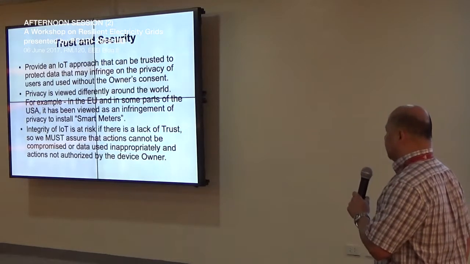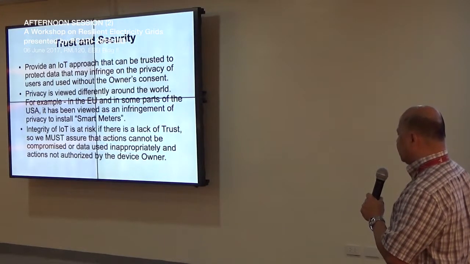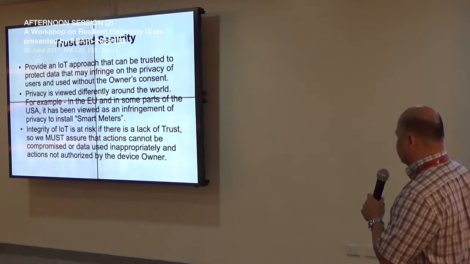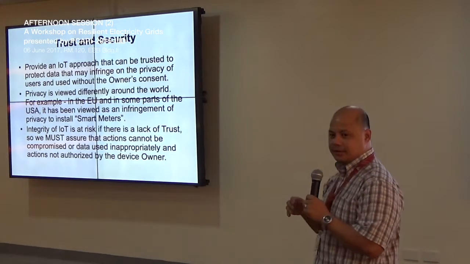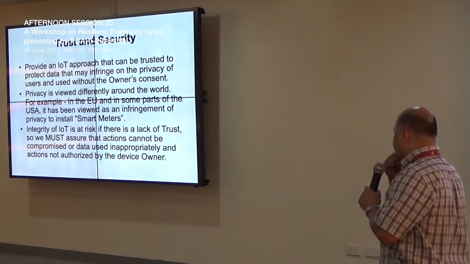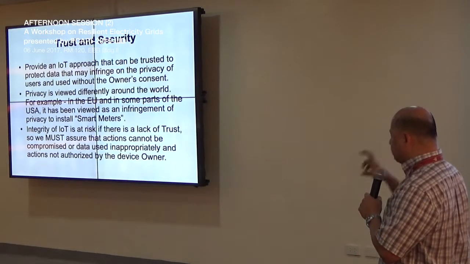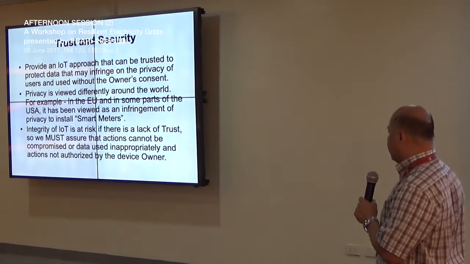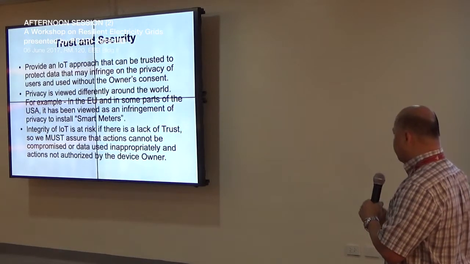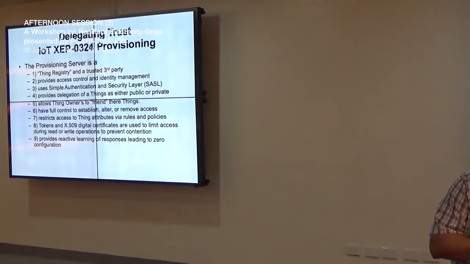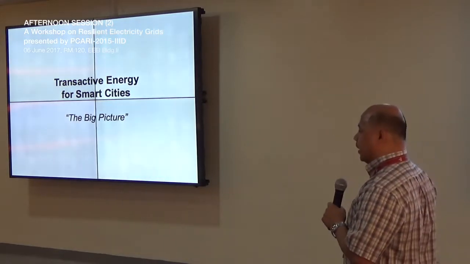However, privacy is viewed differently around the world. So, for example, in some parts of the U.S. and in the EU, smart meters are considered as infringement of privacy. However, Internet of Things technology and standards should be able to address this lack of trust and ensure that there are mechanisms to ensure security and privacy. And I will show you an example later on of a technology that will address that problem.